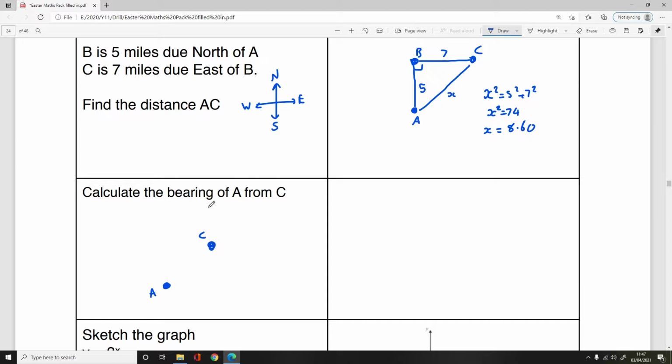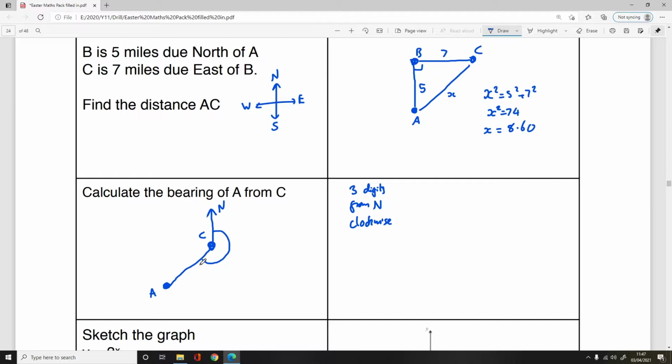Bearings are 3 digits, which we're going to come to at the end of this. They're from north, and they're clockwise. Those are like the 3 facts you need to know about what a bearing is. It's an angle that has those 3 things about it. This says from C, so we draw our north line at C, and we draw a line towards A, and we go clockwise from one line to the other. So that is the angle that we're trying to find.